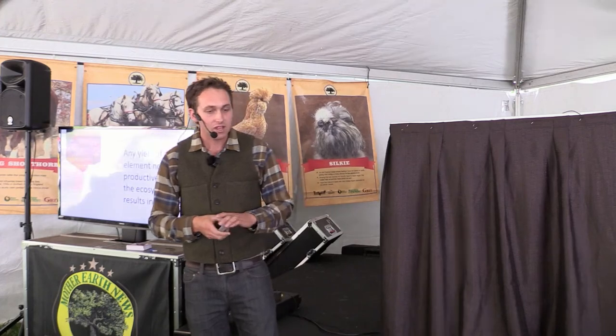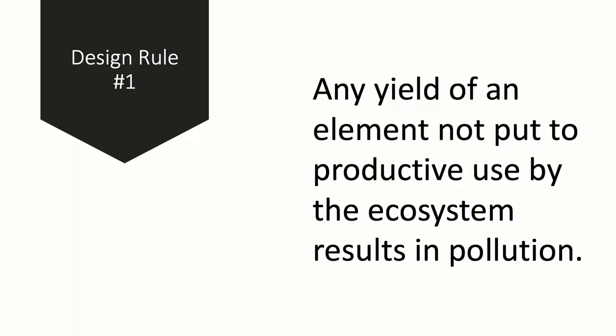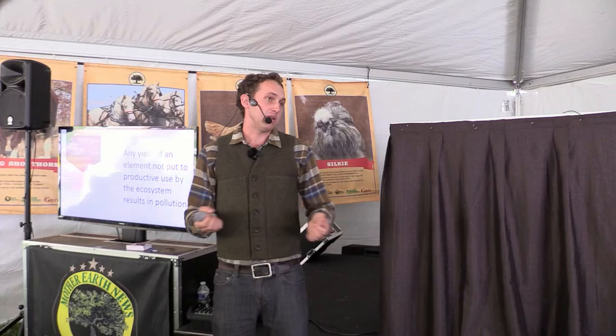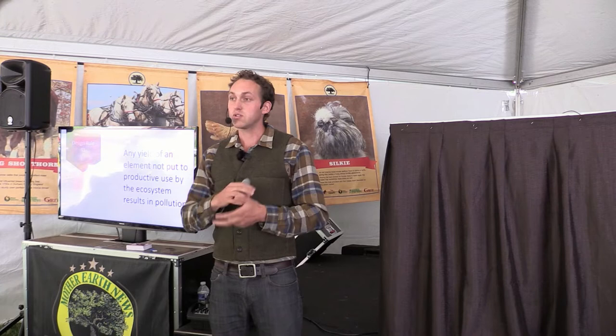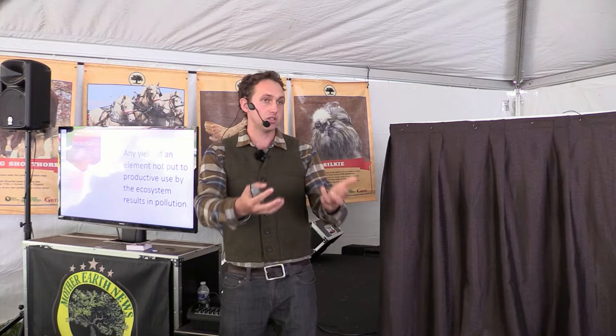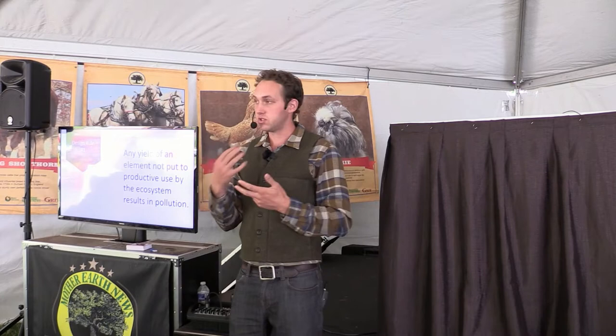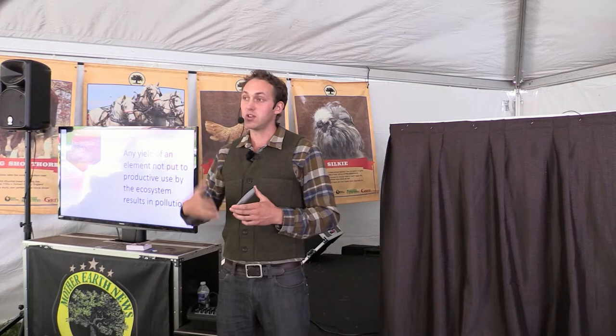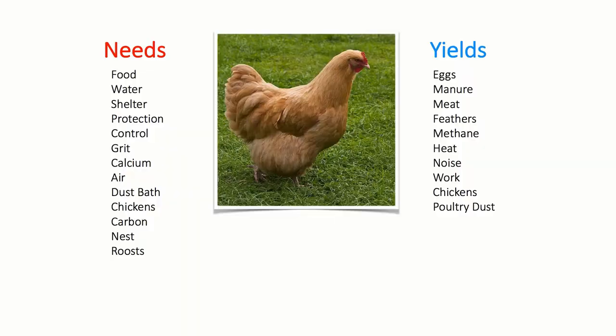So the first rule of design is that any yield of an element not put to productive use by the ecosystem results in pollution. So on your farm, there are all kinds of elements. There's plants, there's animals, there's structures, you know, buildings, fences. Those are all elements. And each one of those elements has something that it yields, something that it gives to your whole ecosystem on your farm. And if you can't find a use for something that is offered by an element, it will eventually build up until the point that it causes pollution. So this is the classic kind of needs and yields analogy that is really the center of permaculture design.